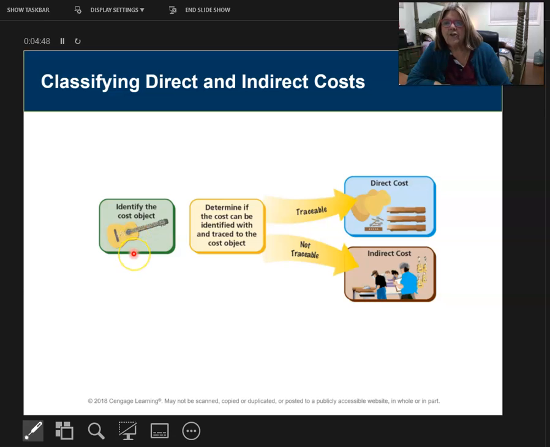So first you need to know your cost object, and then you need to know if it is traceable or non-traceable, to understand what type of cost it is. And another thing, when you guys are doing the homework, the key important thing is to make sure you understand what it is you're making. That is the best way to identify your cost object. Okay. So I'm going to stop here. This was a video about direct and indirect cost, and we'll start on the next video, which is manufacturing cost.